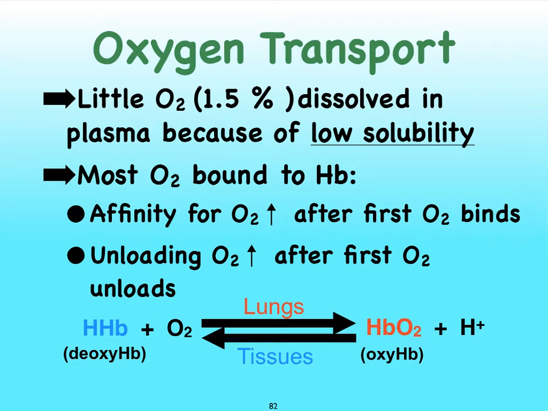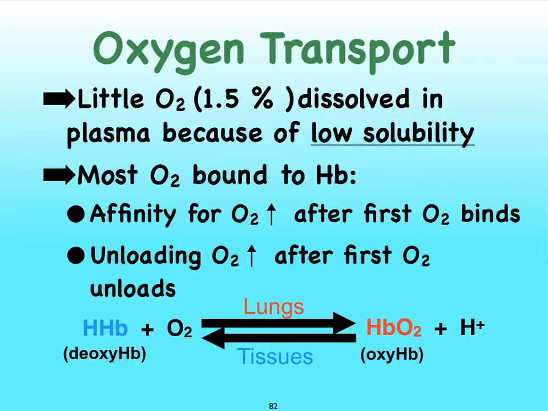First of all, recall that each hemoglobin molecule can bind a maximum of four oxygen molecules. Well, what we see happening is that as more oxygen binds to hemoglobin, it becomes easier and easier for oxygen to bind. So we refer to that as the affinity for oxygen increases after the first oxygen binds. So we have this cooperativity, as it's sometimes called as well, meaning that as more and more oxygen binds, it's easier and easier for oxygen to bind.